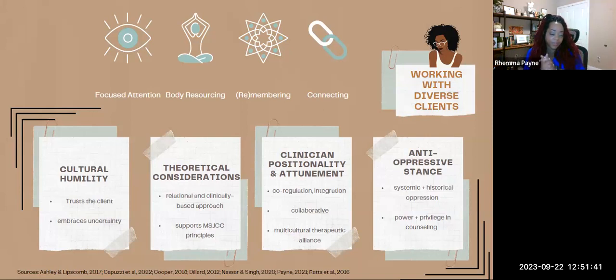the image on the top, these fancy icons from Canva, so I can't take credit for any of these, the focused attention, right, that represents BrainSpotting and EMDR, both have components of that, right? Both of them have components of using the body as a resource. And then we have that idea of remembering, right?